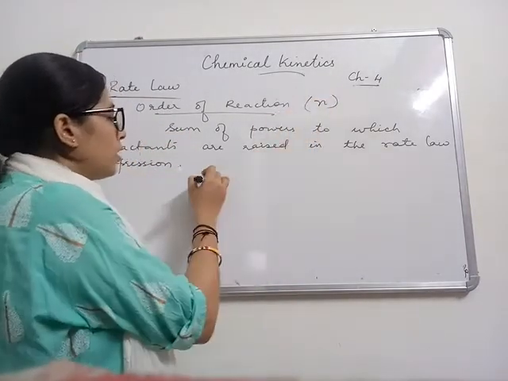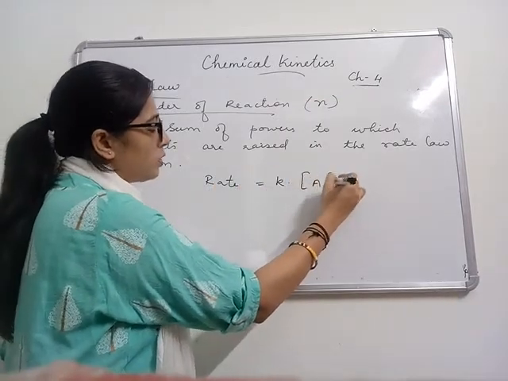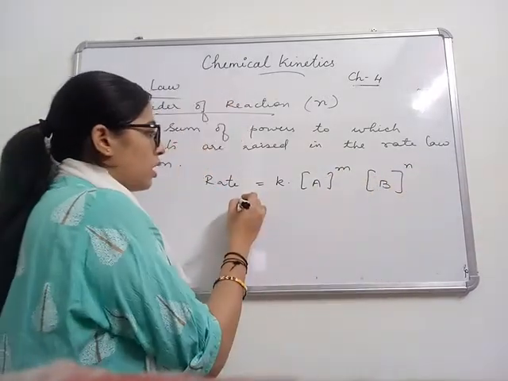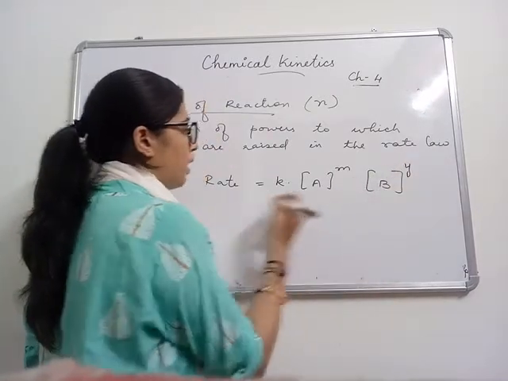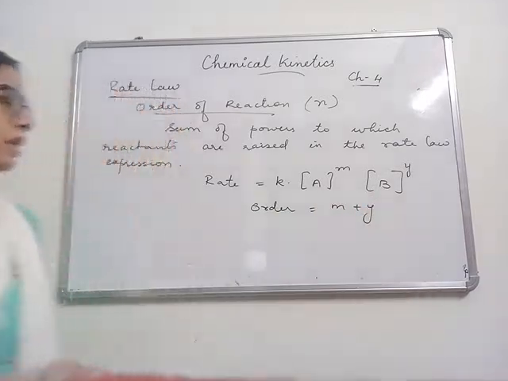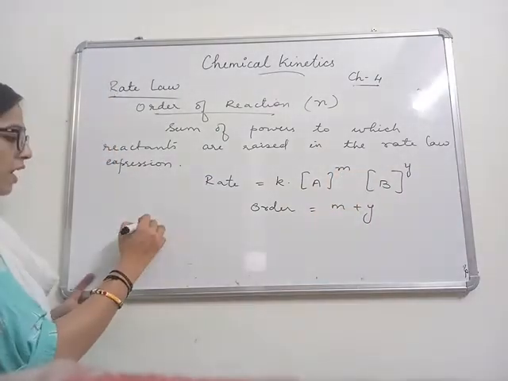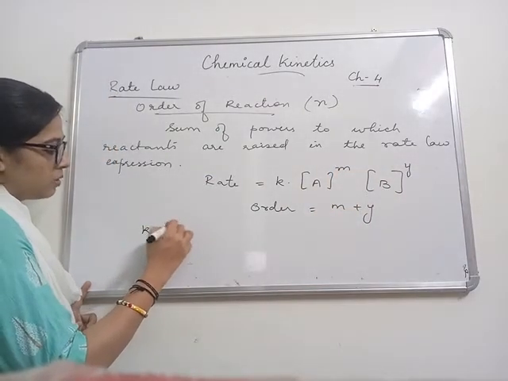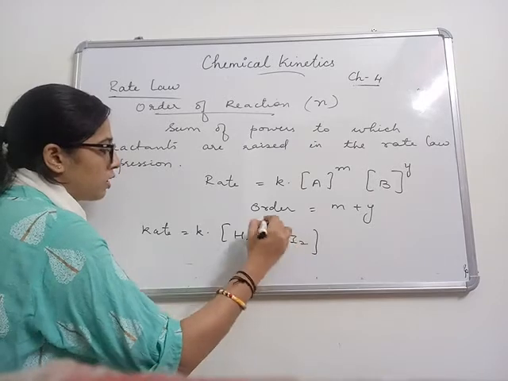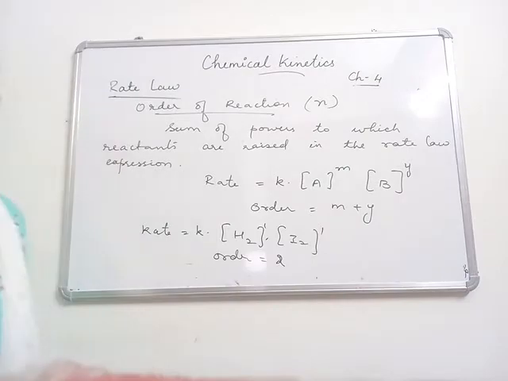सो ऑर्डर ऑफ द रिएक्शन, सपोज आई हैव अ रेट एक्सप्रेशन, rate law is equal to rate constant K into [A] to the power m, [B] to the power y. Then the order of the reaction is m plus y. It's the sum of the powers to which the reactant terms are raised in the rate law expression. If I have a reaction in which the rate expression में equation दे रखी है K [H2][I2], तो यहाँ पे पावर क्या है 1, तो ऑर्डर क्या होगा 1 + 1 दैट इज इक्वल टू 2. इट्स अ सेकेंड ऑर्डर रिएक्शन.